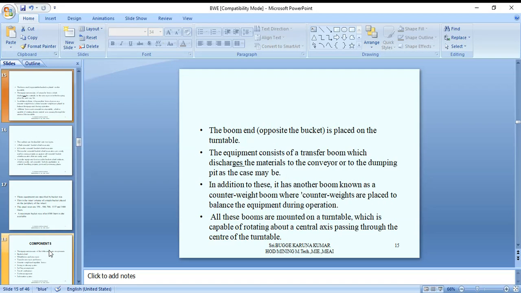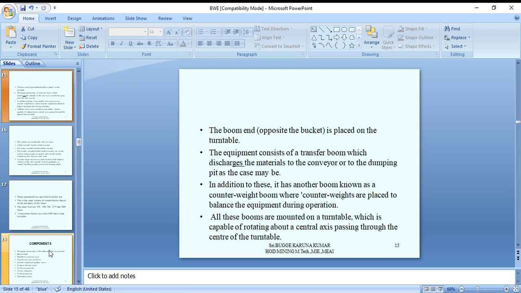The equipment consists of a transfer boom, which discharges the material to the conveyor or to the dumping pits, as the case may be. Depending upon the cut material, if it is waste rock, it can go to the dumping. If it is useful, it will be diverted to a belt conveyor or something similar, so the material can be transported to the other end.